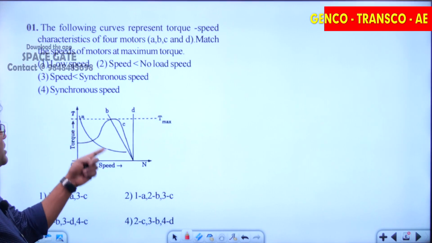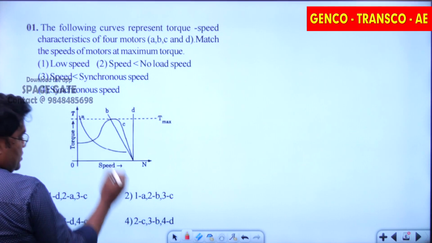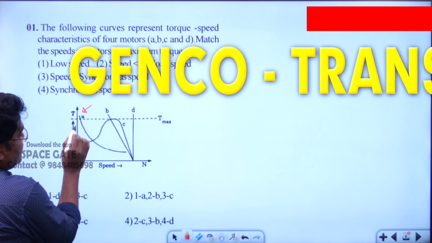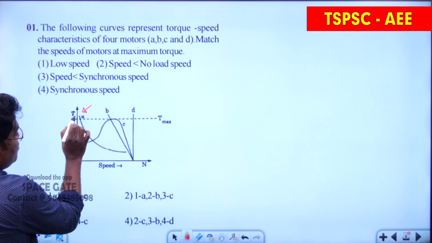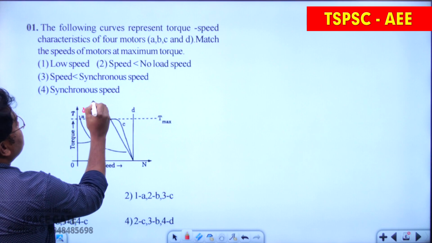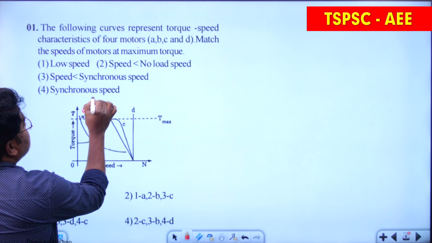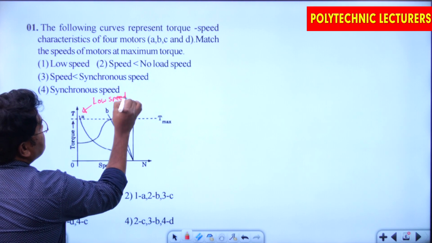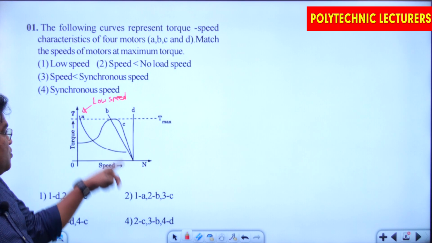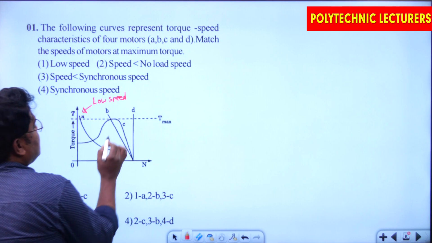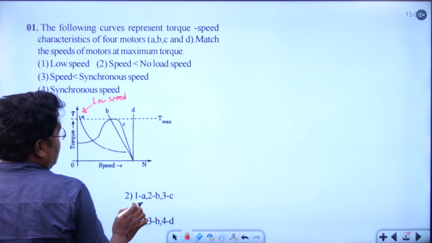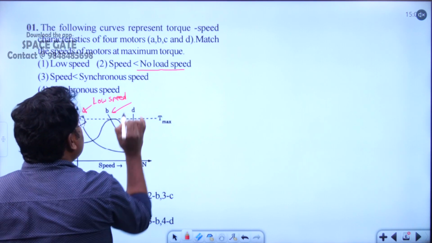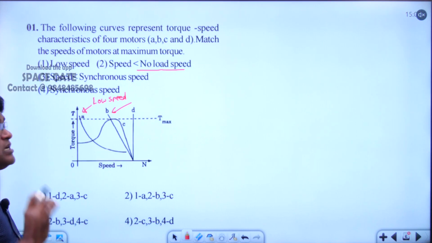Now coming to the first one, curve A. This curve belongs to this part. When the speed is low, the torque is high. So this is for the low speed of the torque-speed characteristics of the motors. And curve B is there. In this case, the speed is less than the no load speed. No load speed is very near to the synchronous speed.